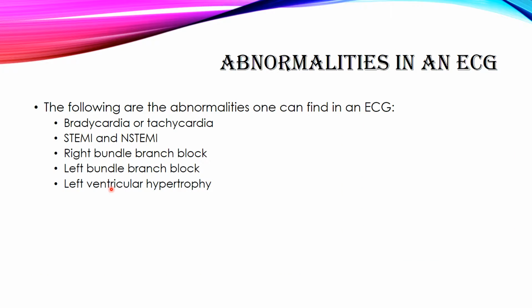The abnormalities one can find in an ECG, we will discuss: bradycardia, tachycardia, STEMI, non-STEMI, right bundle branch block, left bundle branch block, as well as left ventricular hypertrophy.